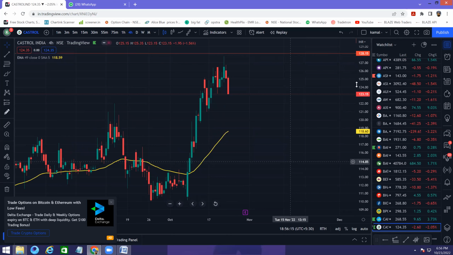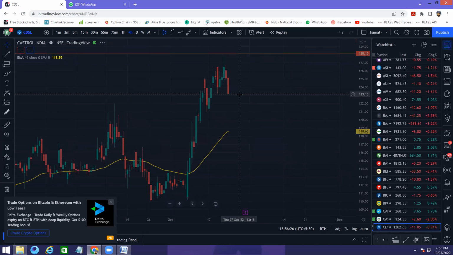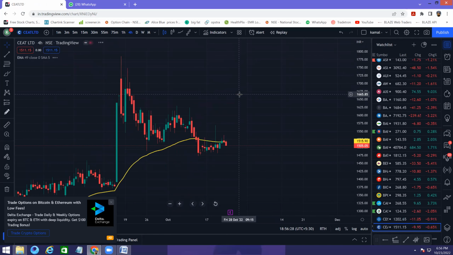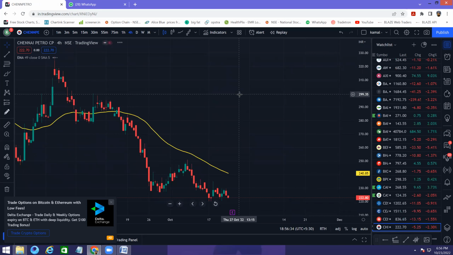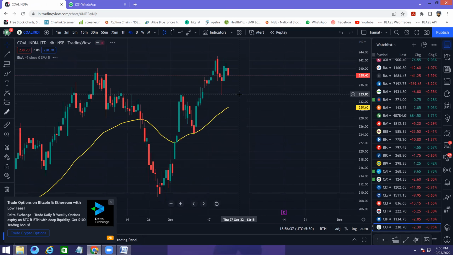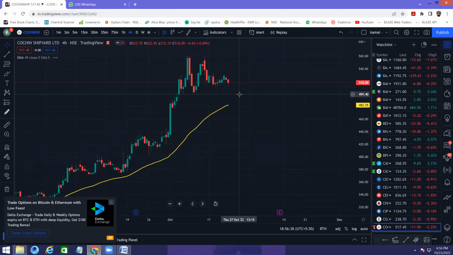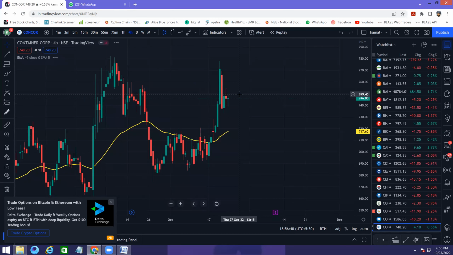Again, check Castrol. The share, you would have entered somewhere around 113. It made a high of 127, still above it. So you just sit in the stock. You don't exit it. CDSL is not a buy. Century is textile, you have to wait for a green candle to form. You can go and check your stocks yourself.